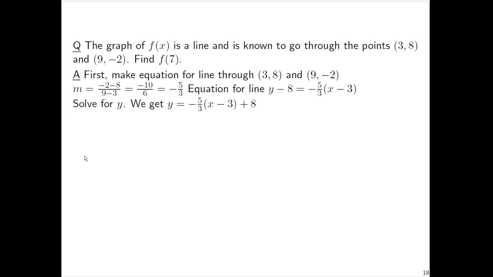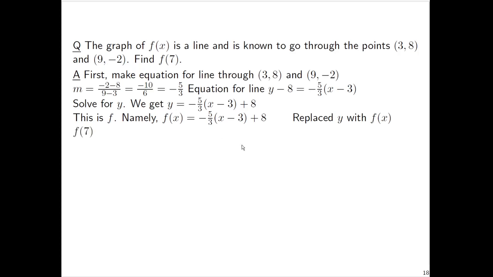Now, the reason to solve for y here is because this is f, right? So we're going to replace the y with an f of x. Very often we go backwards from this. You have an f of x, and you just call that a y. Now we're just kind of going backwards with that, replacing y with f of x. So here's a formula for the function. And now based on this, to find f of 7, all we got to do is plug in 7 everywhere we see x. And yeah, okay, let's go ahead and simplify this a little bit here. We're going to get 4/3.